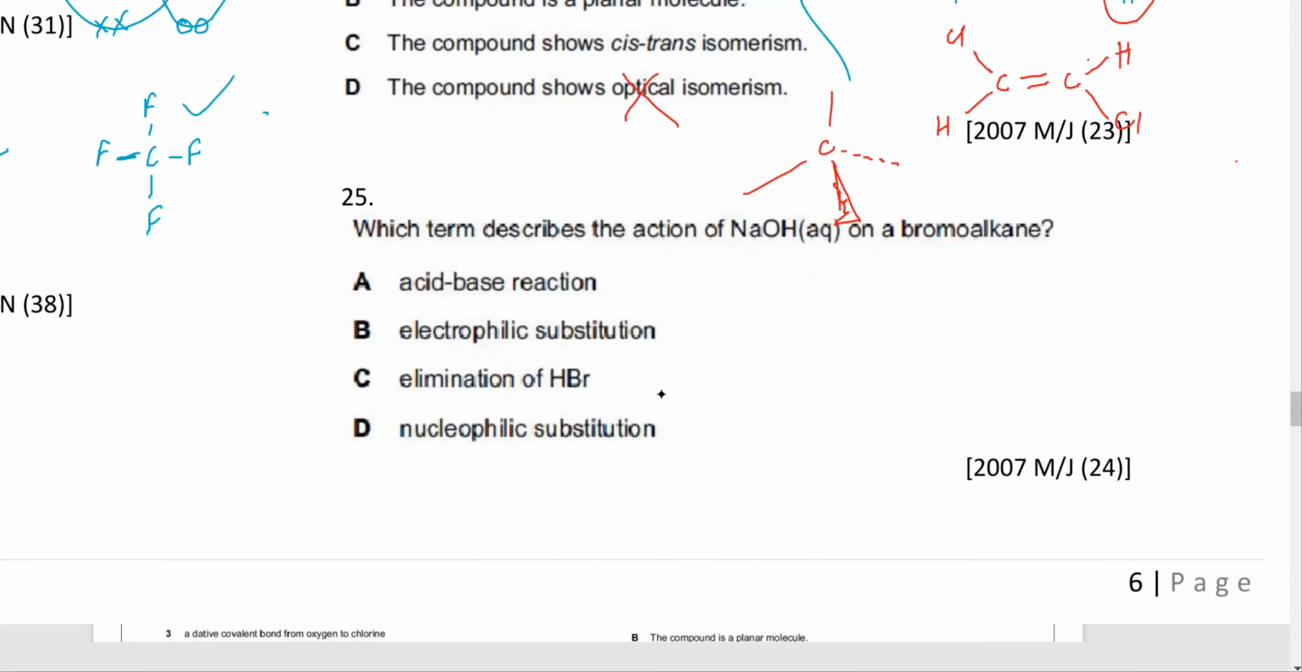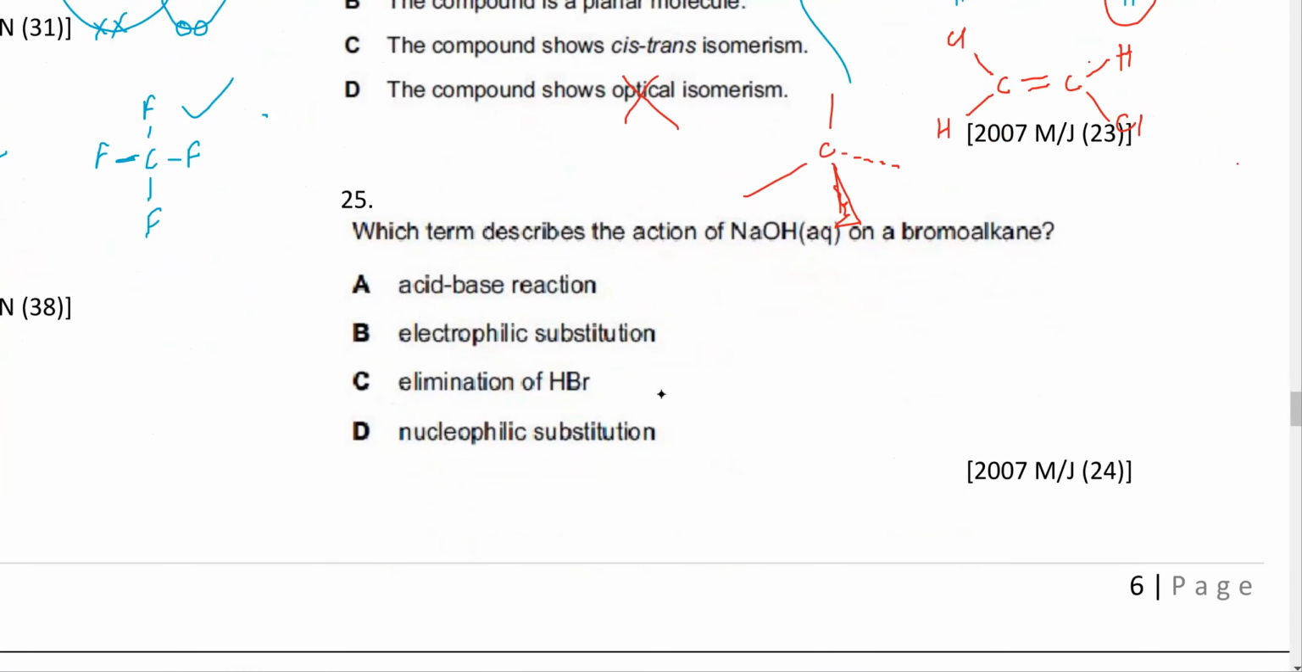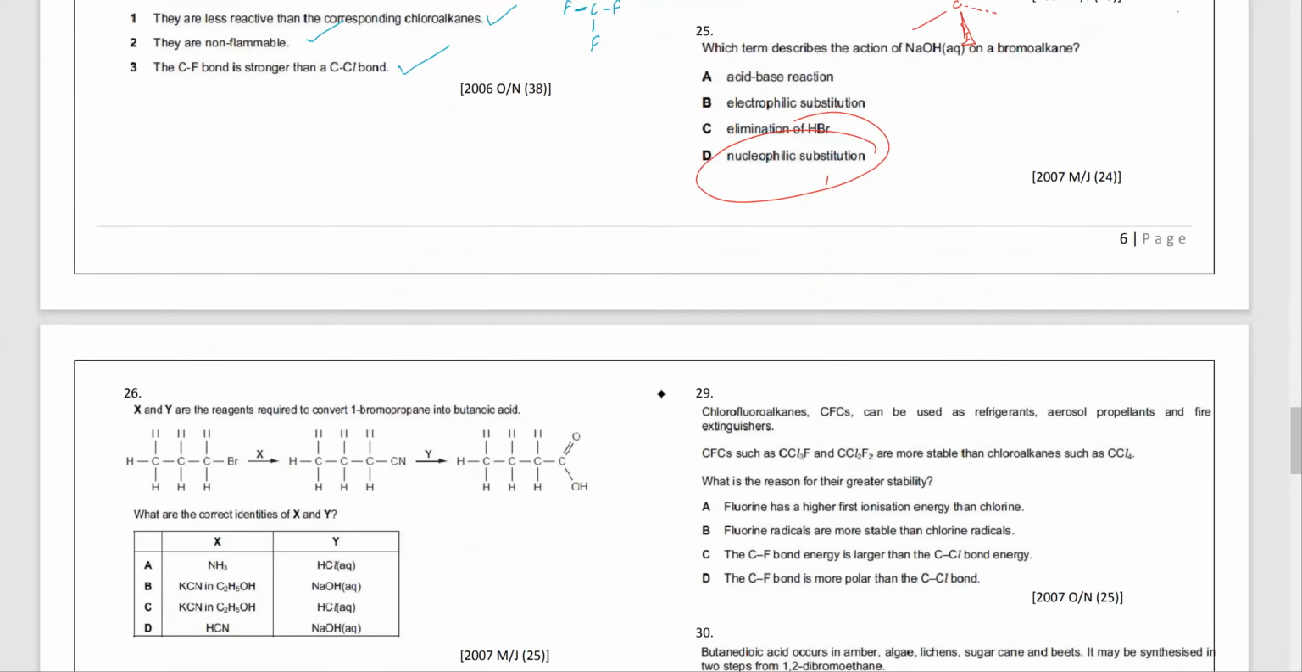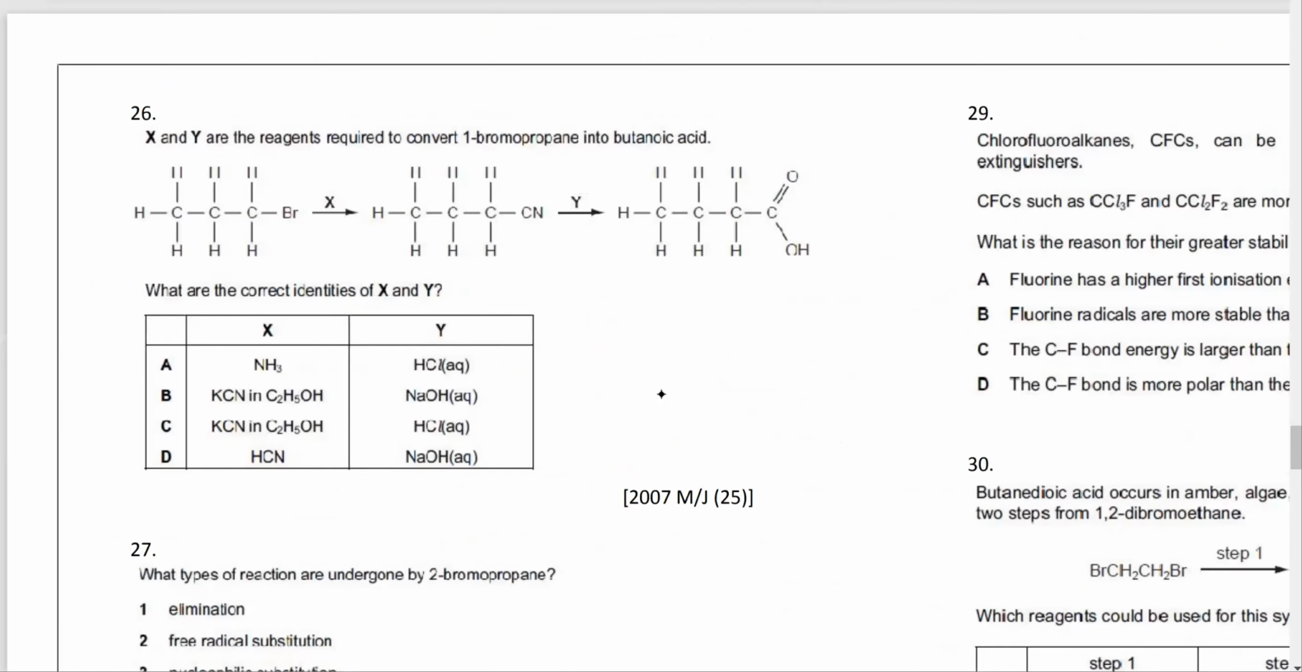So the next one is, which term describes the action of NaOH on bromoalkane? ये मैंने ये कर चुके हैं. Nucleophilic substitution, SN1, SN2 reactions. Then this one, X and Y are reagents required to convert 1-bromopropane to butanoic acid. Halogen की जगह CN लेके आना है. तो उसकी जो conditions थी, वो क्या थी?